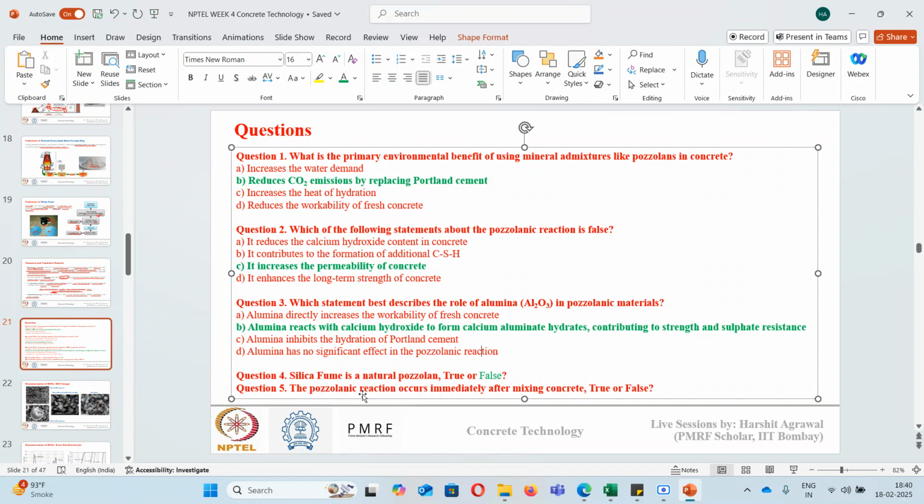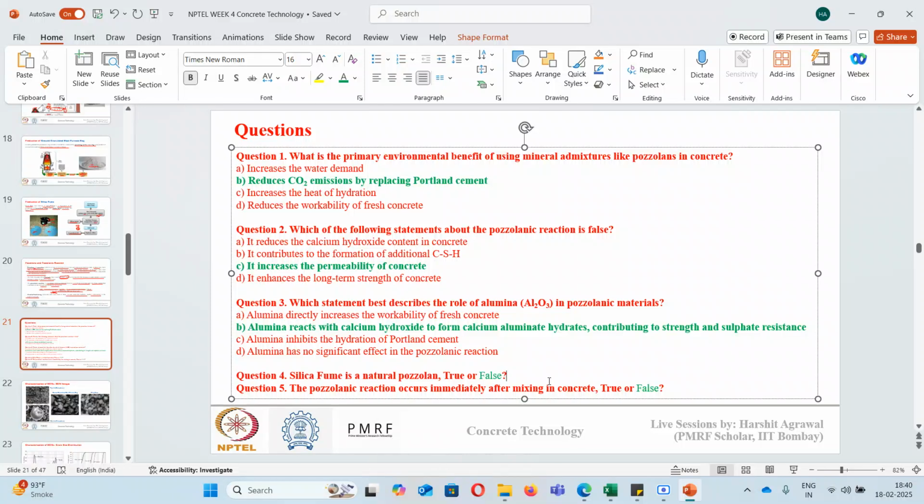Fifth question: the pozzolanic reaction occurs immediately after mixing water in concrete. True or false? So the answer will again be false. Why? Because for the pozzolanic reaction to occur, it needs calcium hydroxide that comes from cement hydration. So it won't occur immediately after mixing with concrete. It is a slow secondary reaction that occurs after initial hydration of cement has taken place.